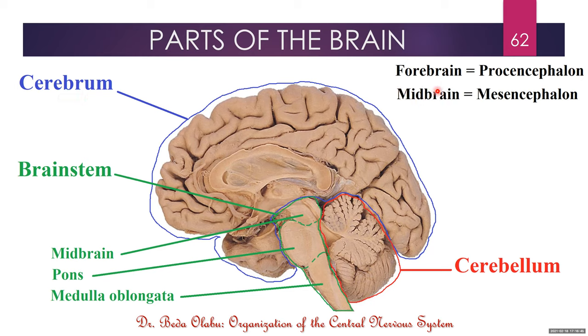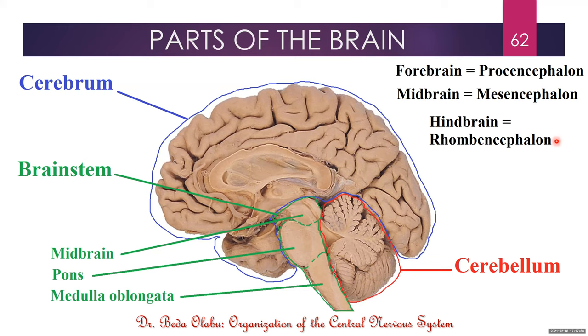So if you have forebrain, then you also have midbrain. The other name given to midbrain is mesencephalon, and particularly that is the midbrain, as we've already mentioned before. Therefore, it makes sense that the rest is hindbrain, as I'd already told you earlier. So when you talk of hindbrain, we are referring to pons, medulla oblongata, and cerebellum. The embryological term given for hindbrain is rhombencephalon. Those are the parts of the brain.